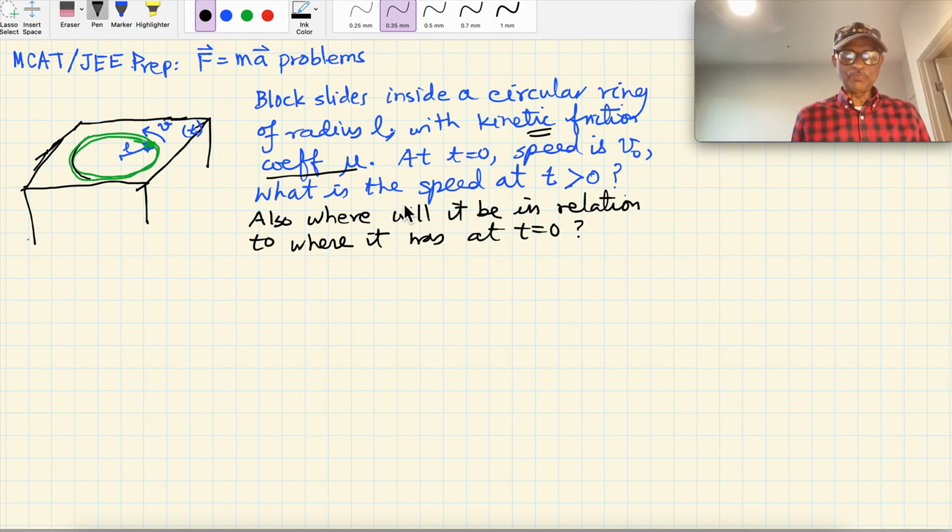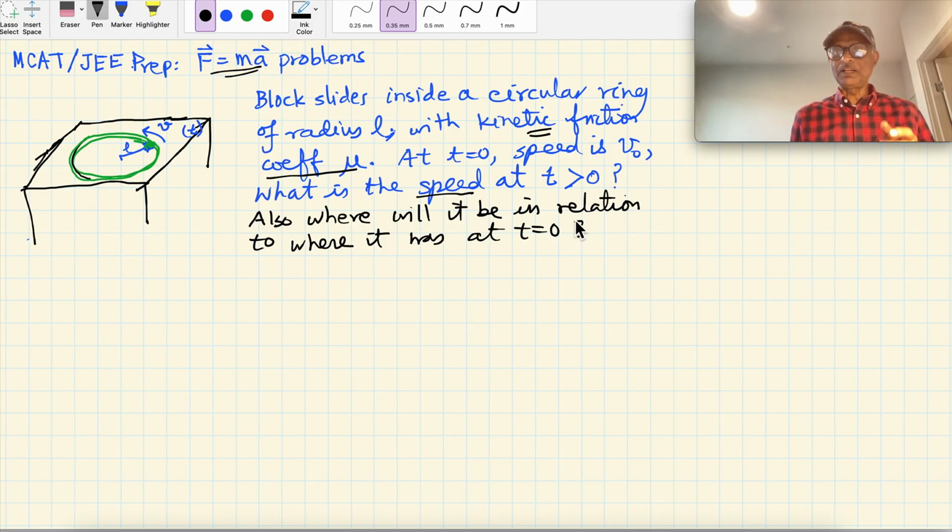So it's saying, if the speed was v0 at t equals 0, what's the speed later on? So it's asking about the speed, but F equals ma is all about vectors. So when we set it up, we probably have to be very careful about the direction and things like that. Okay. And then it's asking what the relation will be.